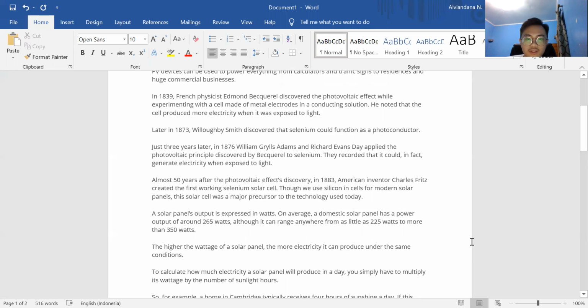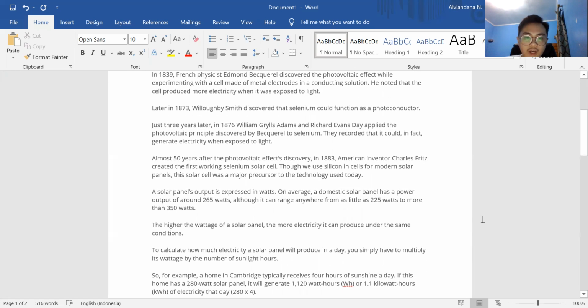To measure the energy output from a solar panel, first the energy is expressed in watts. And on average, a domestic solar panel has a power output around 265 watts, although many types can range from 225 watts to above 350 watts. The higher the wattage of a solar panel, the more electricity it can produce under the same conditions, obviously.